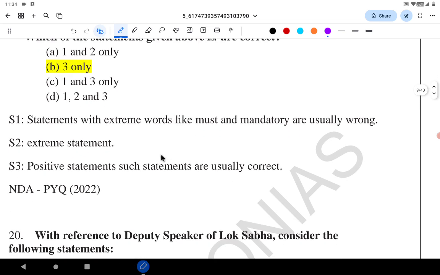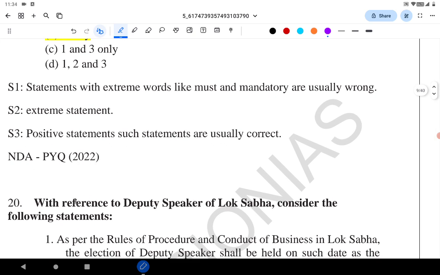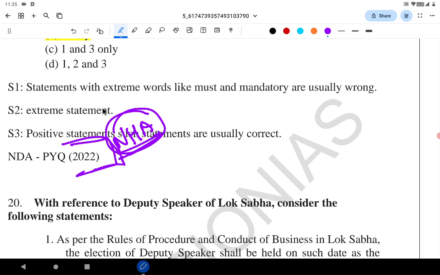The Ayushman Bharat Digital Mission was asked in the PYQ as well, in 2022. The body that looks after it is the National Health Authority. National Health Authority implements the Ayushman Bharat Digital Mission.